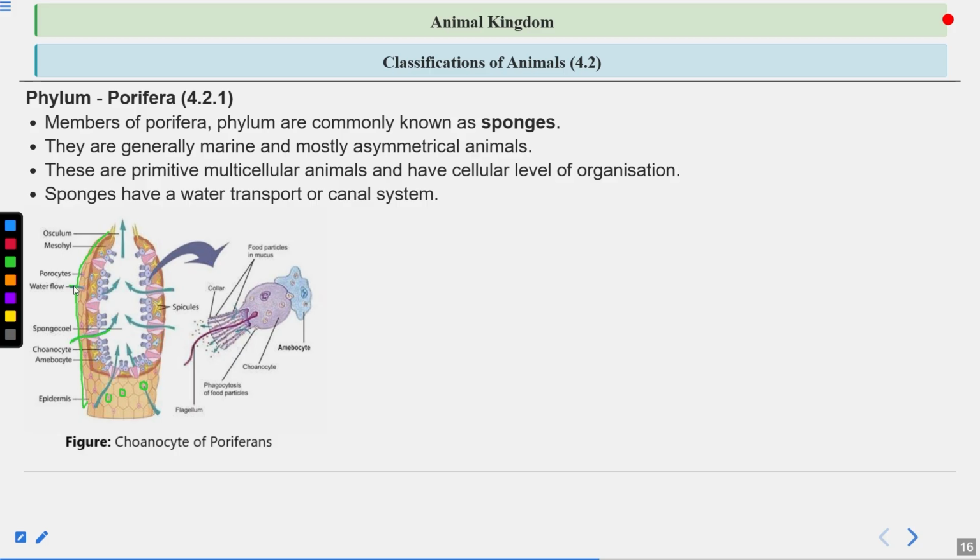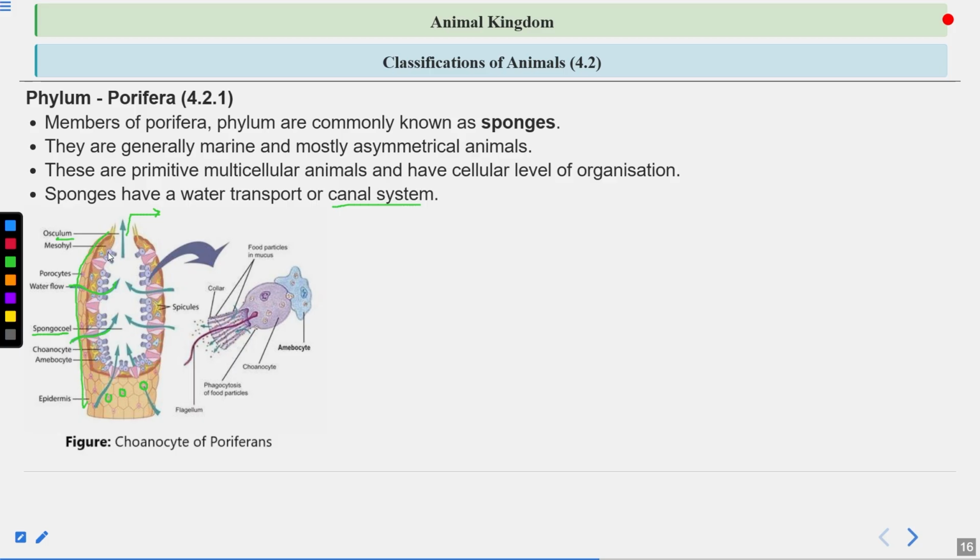The water comes inside. And inside this, you can see there is a cavity-like structure, or you can say it has a canal system. This is called the spongocoel cavity. The water comes here, and there is a big opening that is called the osculum. The water comes from the ostia, goes to this spongocoel cavity, and from the osculum it comes out.